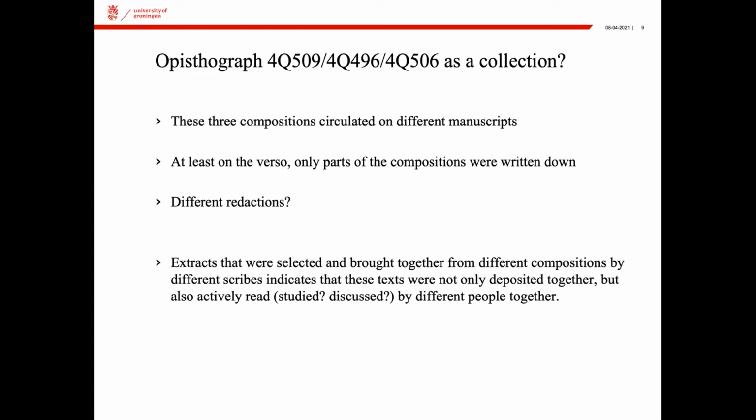I would say that the fact that several scribal hands were involved in the copying of these texts also suggests the collective engagement of multiple scribes. Manuscripts such as this opistograph hint, I think, to a diversity in the scribal engagement of texts.